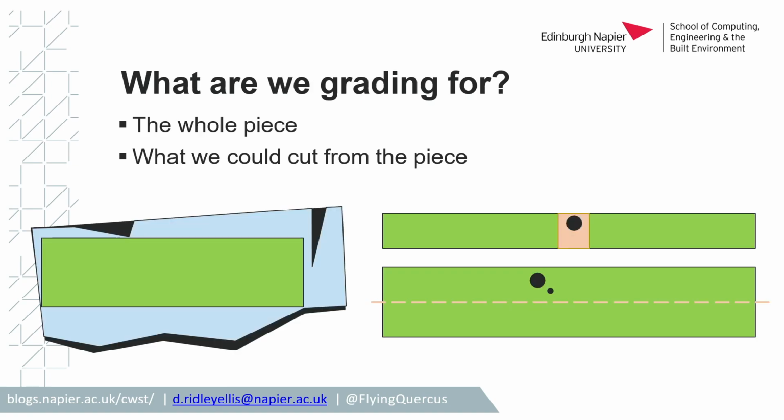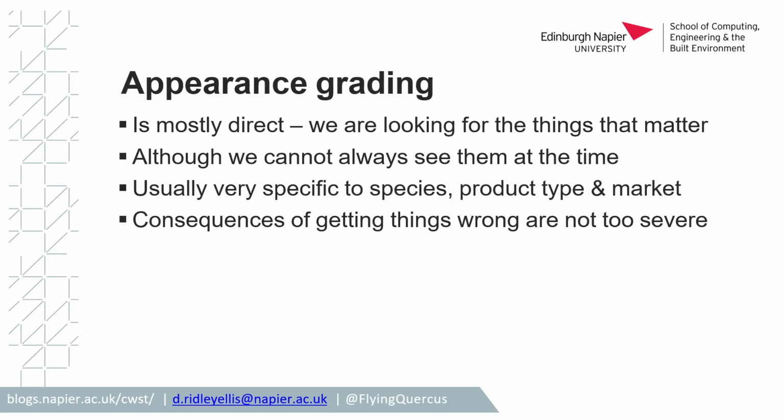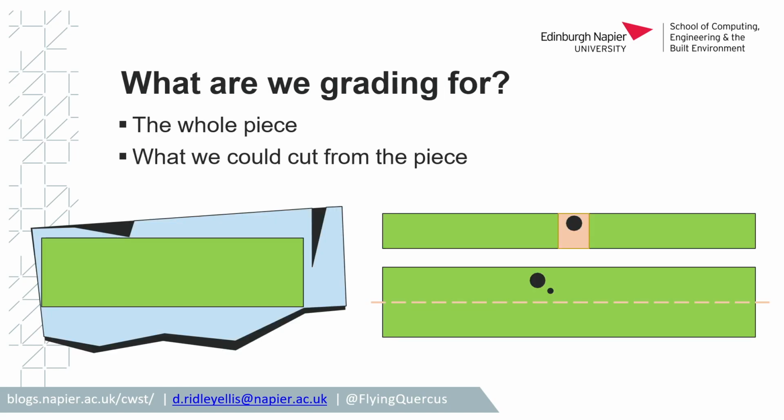So, what are we grading for? The whole piece, or what we could cut out of a piece. When we grade a piece of wood, we're actually grading that whole member of wood. That's what we're actually doing. If you then cut a piece out of that, you cut it in half, you've now got 2 pieces of wood that are no longer graded. You have to grade them again if you want graded wood.